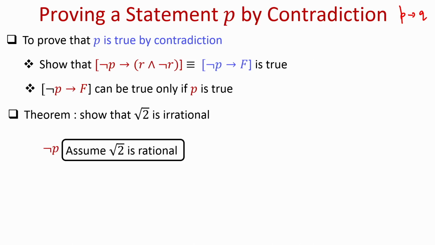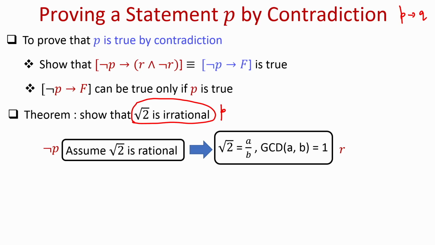So, this is the statement P that I want to prove. My proposition P is that root 2 is irrational. I assume a negation of that. That means, on the contrary, I assume that root 2 is rational. That means I am now assuming negation P is true, and based on that I have to come to a false conclusion. That means, from negation P I have to come to a false statement, which will show that P was actually true.